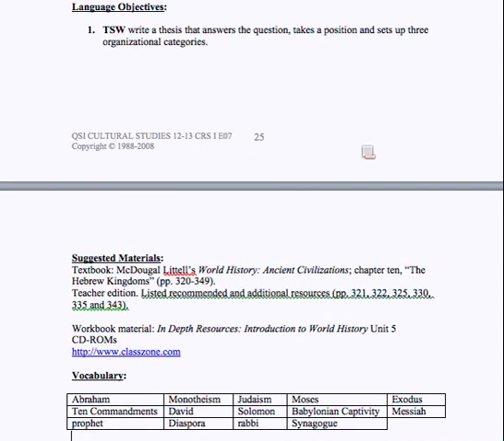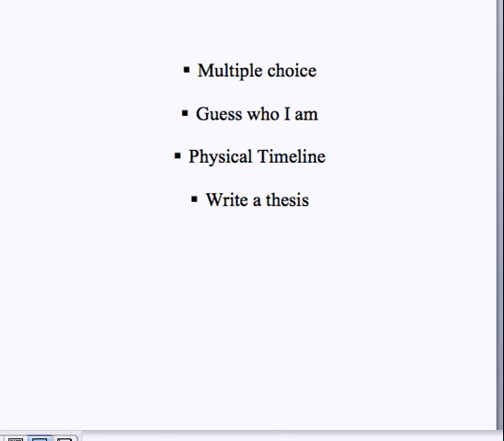Looking now at interaction, student interaction, SIOP 16, I'll move us back to the activities that I'm using. Obviously, multiple choice is one-on-one, or individual. However, there is opportunity for interaction in going over or reviewing the correct responses to the multiple choice questions. Obviously, there will be discussion there. In the Guess Who I Am activity, that's very highly interactive with lots of student participation. Similarly, with the physical timeline, there'll be a lot of interaction between students.